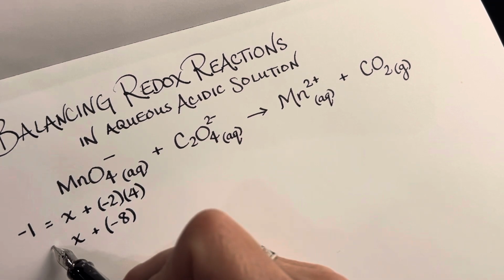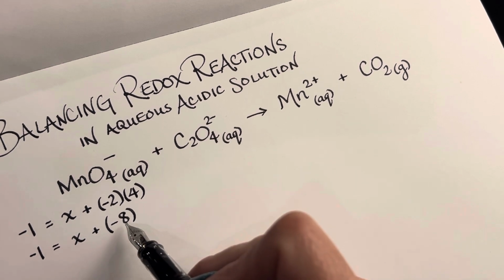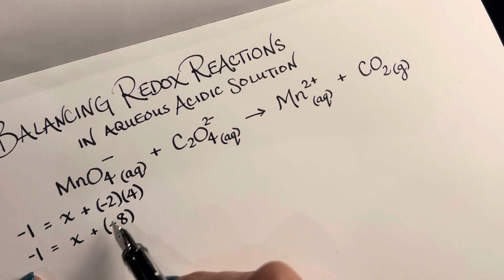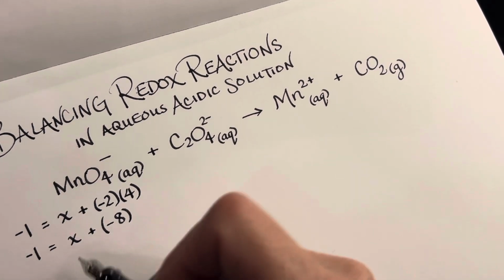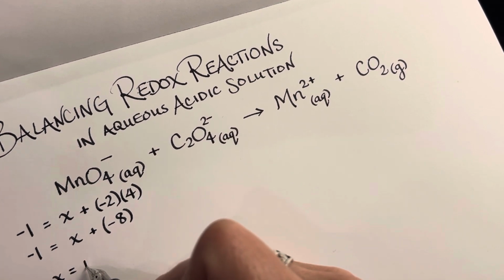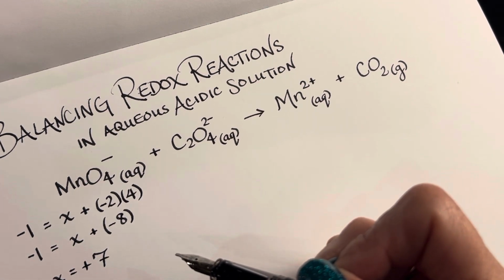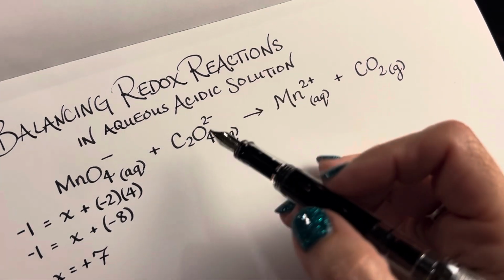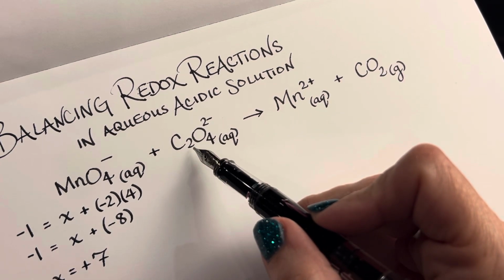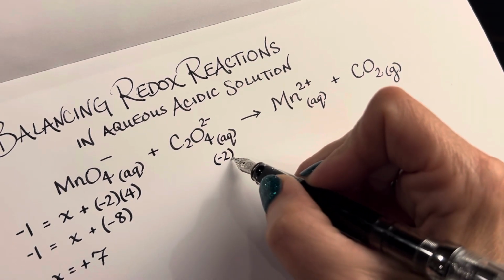Okay, this manganese has an oxidation number of X. So then the question is, what must X be so that when you add it to -8, it gives you -1? And of course, what that means is X must be +7. This is the oxidation number of manganese. Okay, we can do the same thing analogously, figuring out what the oxidation number of carbon is. Oxygen, in this case, is -2. There are 4 of them.